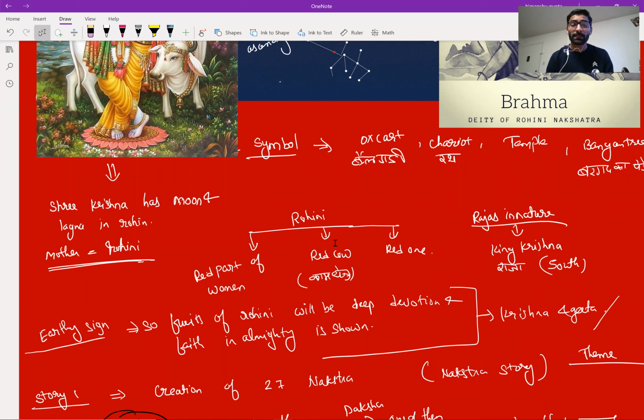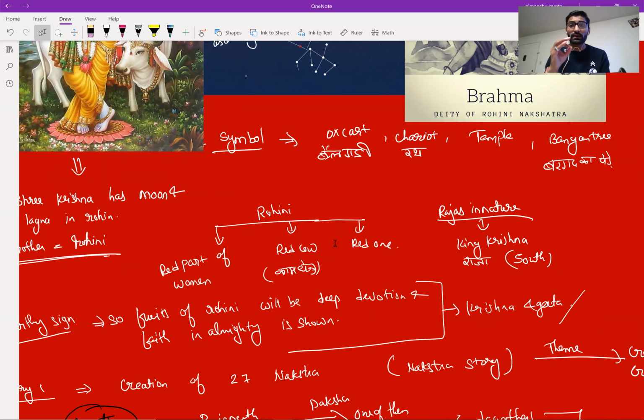So let's start with the different mythological stories of Rohini. Before that, we should know the sign. The second sign of the zodiac is the Taurus sign, and in this sign, Rohini Nakshatra comes in the middle. The fruits of Rohini will be deep devotion and faith in the Almighty. Krishna is really related to the Rohini Nakshatra, and Krishna always followed the path of dharma, and he fought the Mahabharata to stabilize the dharma.